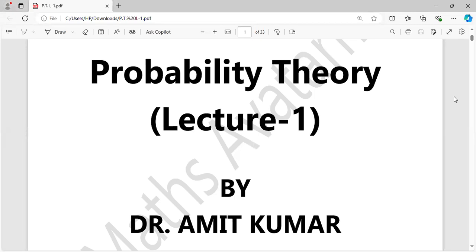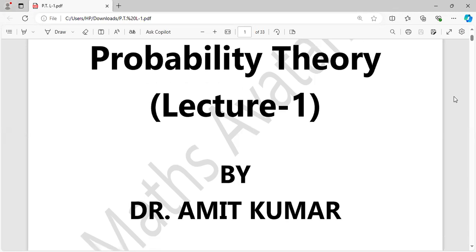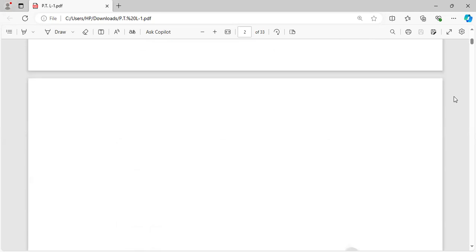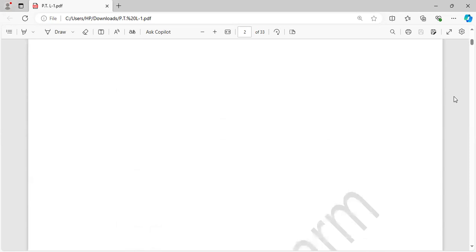Today we are going to discuss lecture 1 of probability theory. In this lecture, we will study what is called sample space. Before starting the concept or definition of sample space, we would like to say what is an experiment.